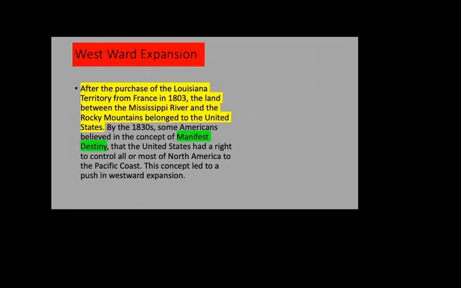Louisiana Territory was purchased from France in 1803, the land between the Mississippi River and the Rocky Mountains belonged to the United States. By the 1830s, some Americans believed in the concept of manifest destiny, that the United States had a right to control all or most of North America to the Pacific coast. This concept led to a push in westward expansion.